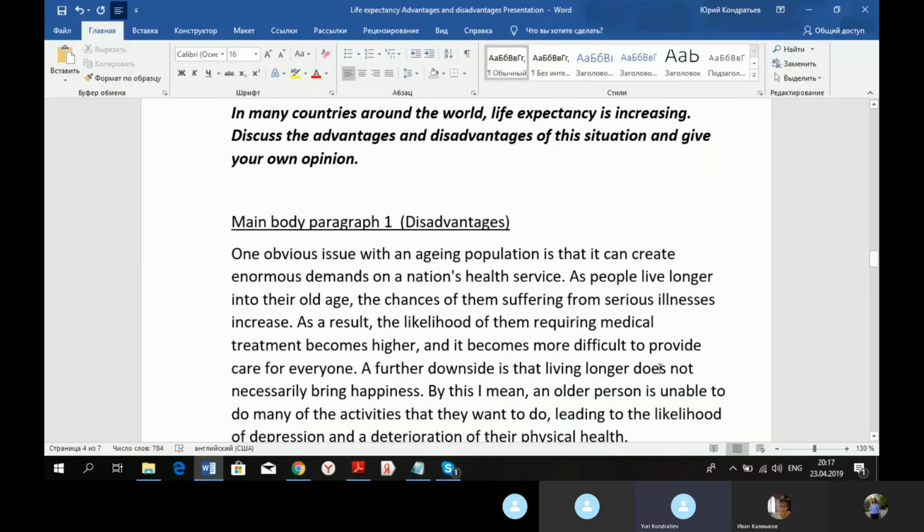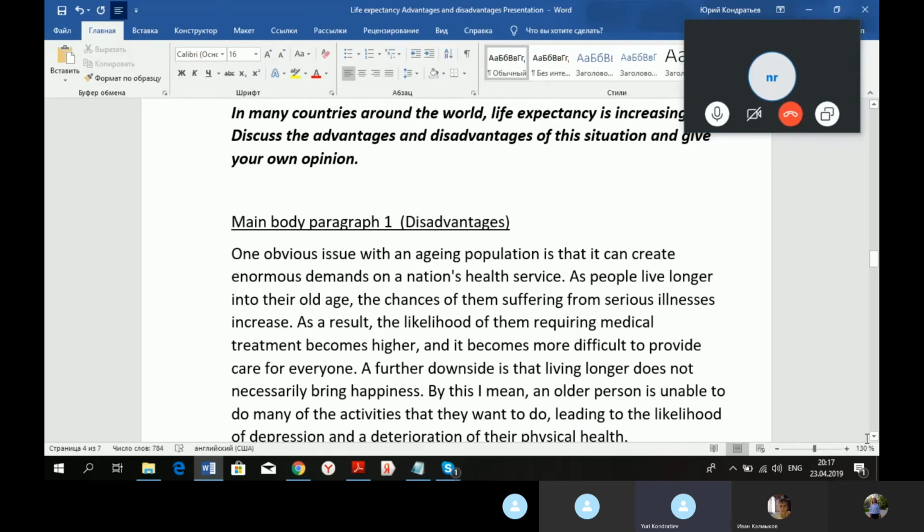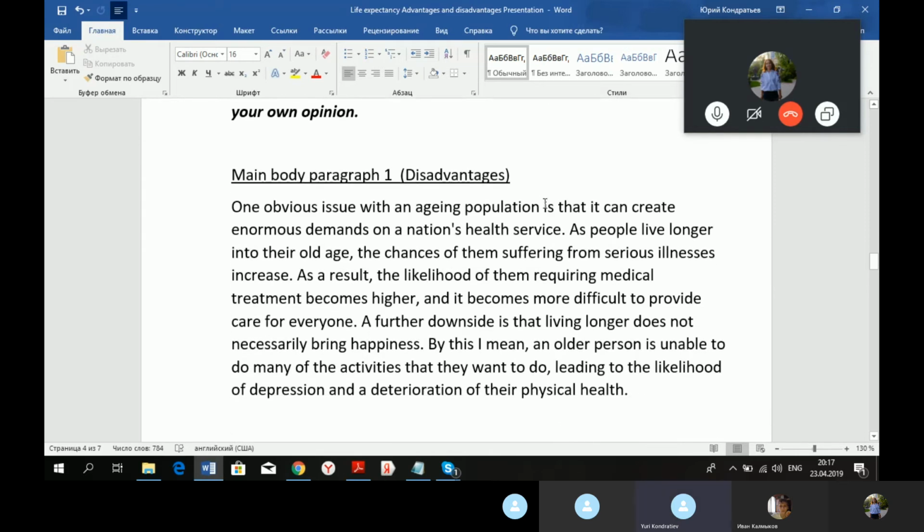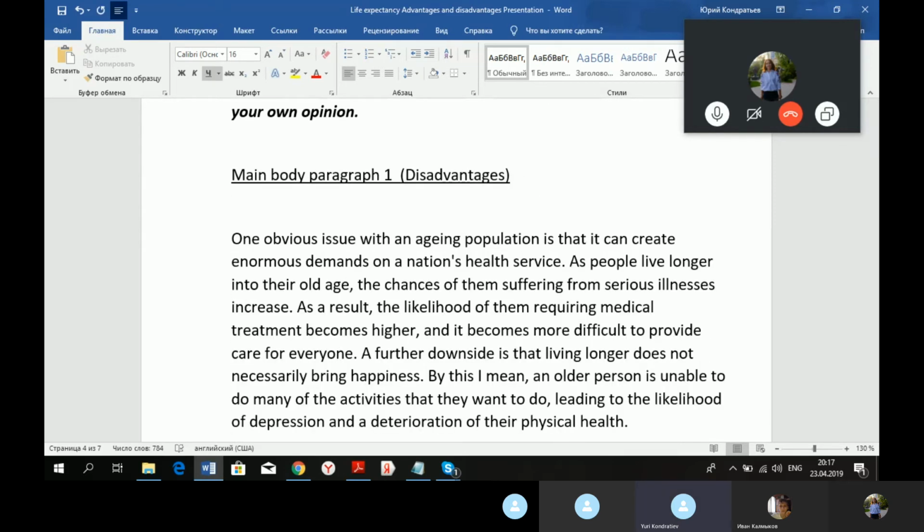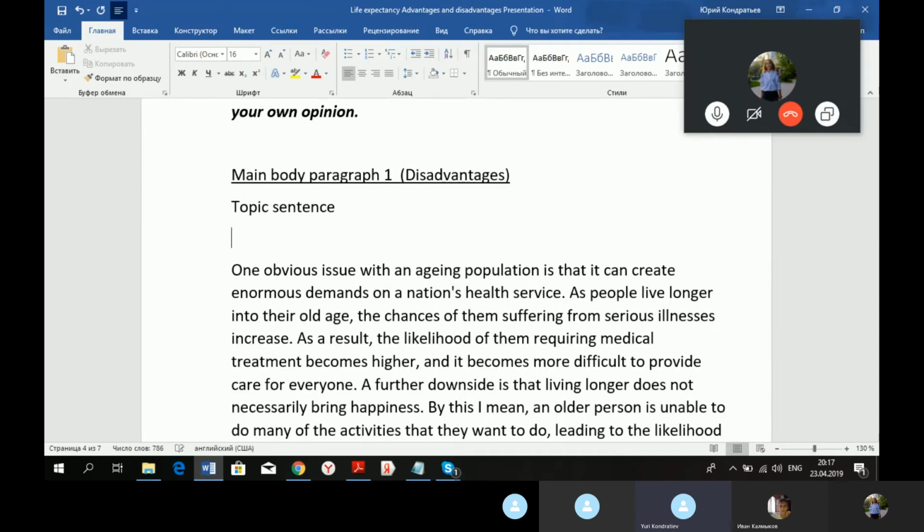Okay, so the first main body paragraph can be either about advantages or disadvantages. In my example, you first have disadvantages because I'm going to say that advantages outweigh the disadvantages in the end. So I start with the weak point that I do not really support. I will remind you that normally the easiest way to write a main body paragraph is to write a topic sentence. It's the main idea of your essay.